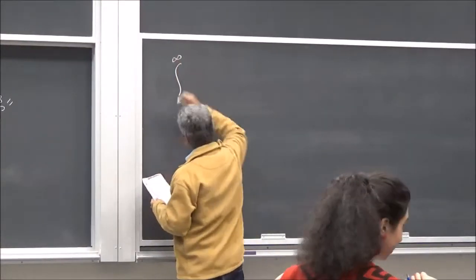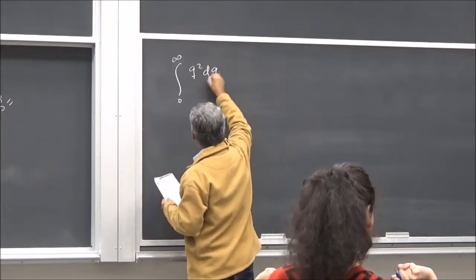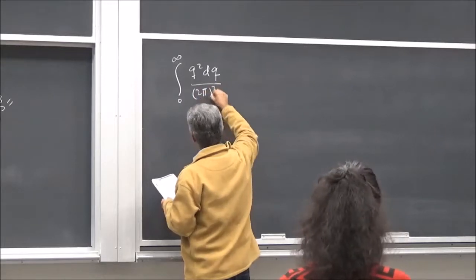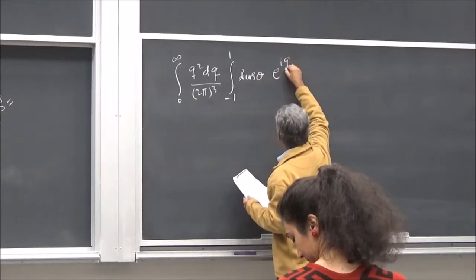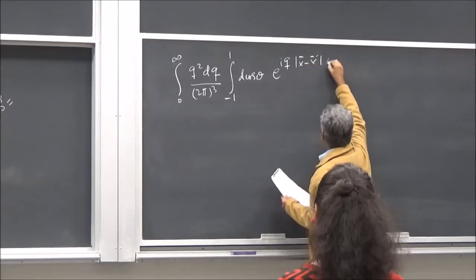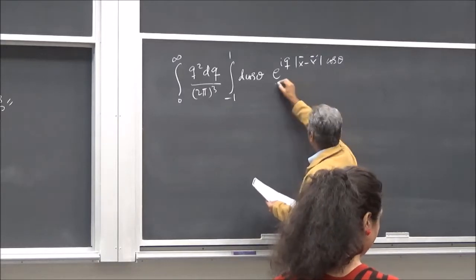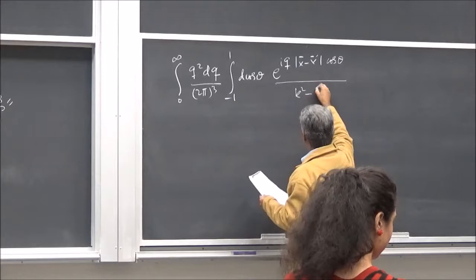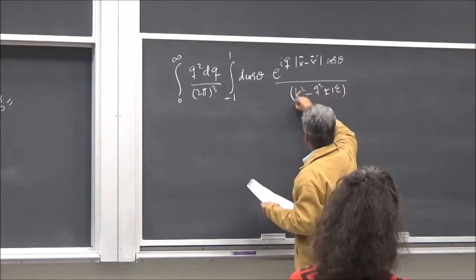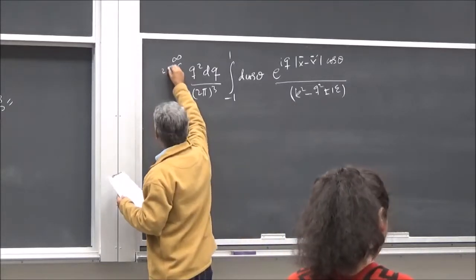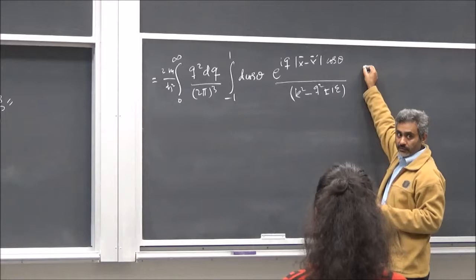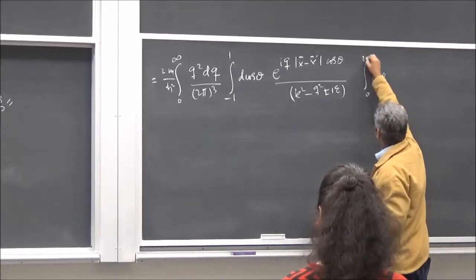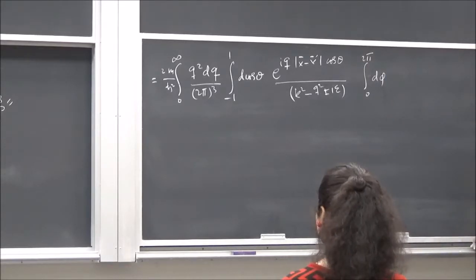So the integral you are solving is 0 to infinity q squared dq over 2 pi cubed, minus 1 to 1 d cosine theta e to the i q (x minus x prime) cos theta, over k squared minus q squared plus minus i epsilon, and you have 2m over h squared, all of that. Yes. And what else will remain? dφ.